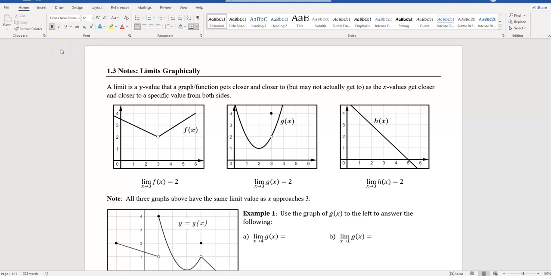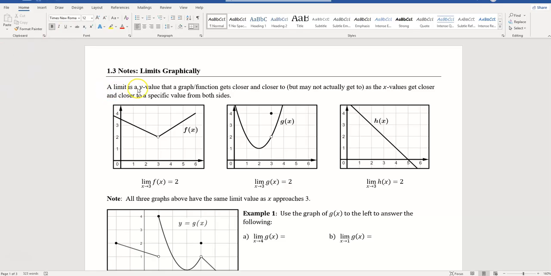Okay, so we talked about limits some in pre-calc. We mostly use limits to talk about end behavior, primarily. In this class, we're going to use limits to talk about graphs at all points on the graph.